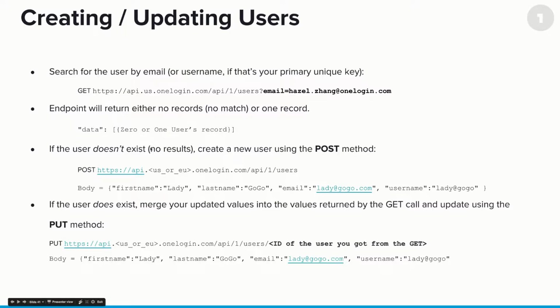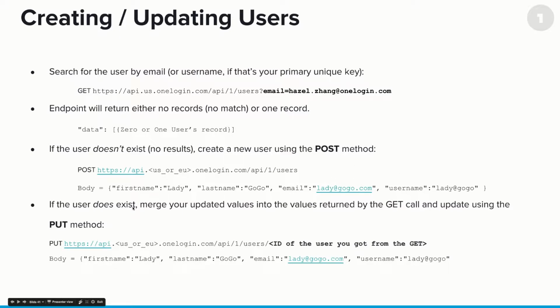If the user doesn't exist and there are no results, you can create a new user using the POST method. This is once again the familiar api/1/users endpoint, except in this case we're doing a POST operation. And then the body of the POST consists of the bare minimum details about that user. We always require that you provide a first name, last name, email, and/or username for any given user.